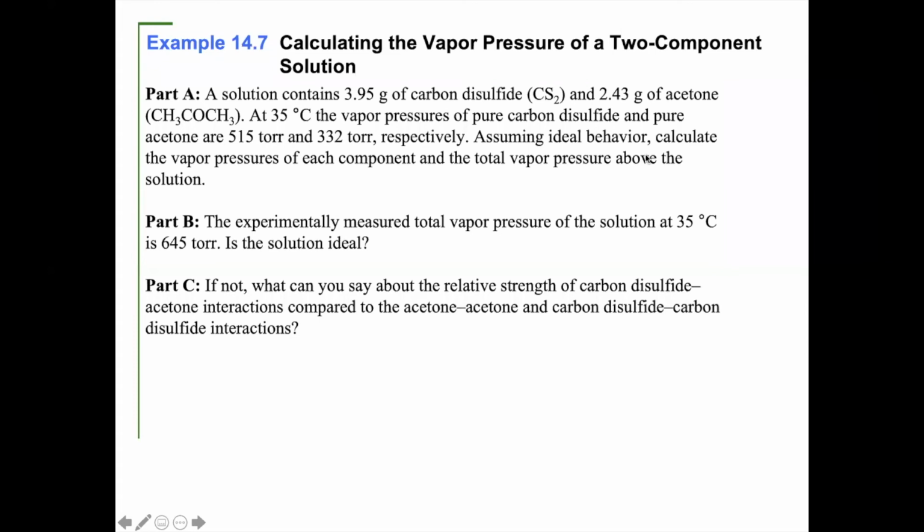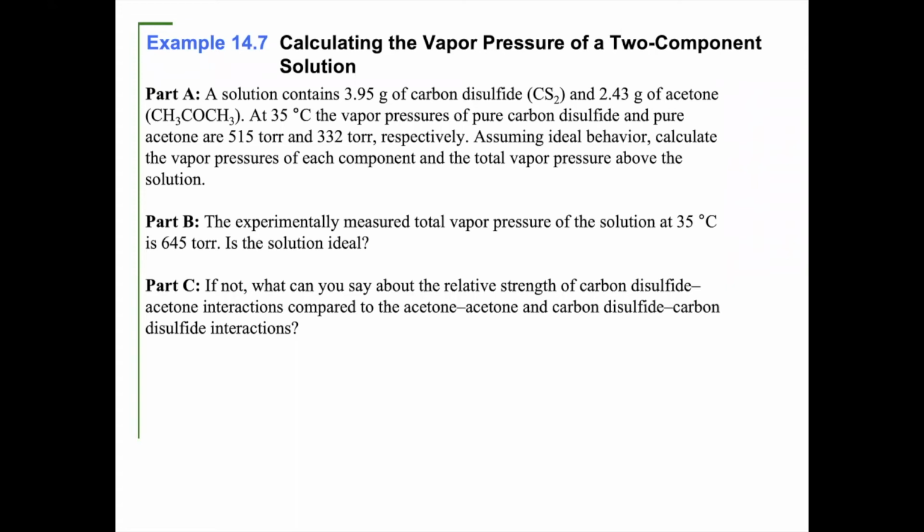So here we come to a question involving a two-component solution. The previous questions were specifically dealing with non-volatile solutes, meaning that the substance that was dissolved in the solvent was not going to vaporize. Only the solvent was vaporizing. In this case, you've got two components which are both volatile, so they're both evaporating or vaporizing.